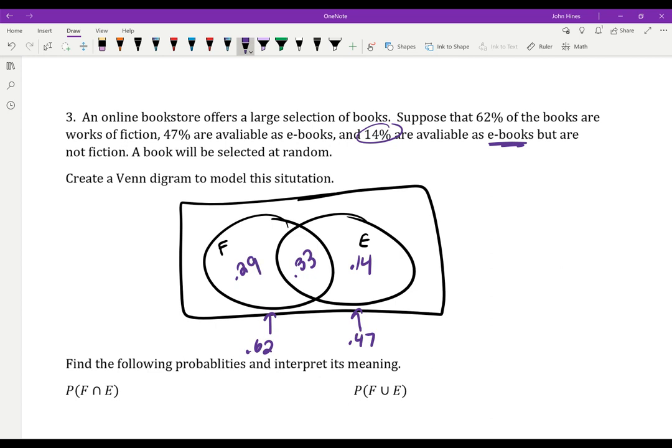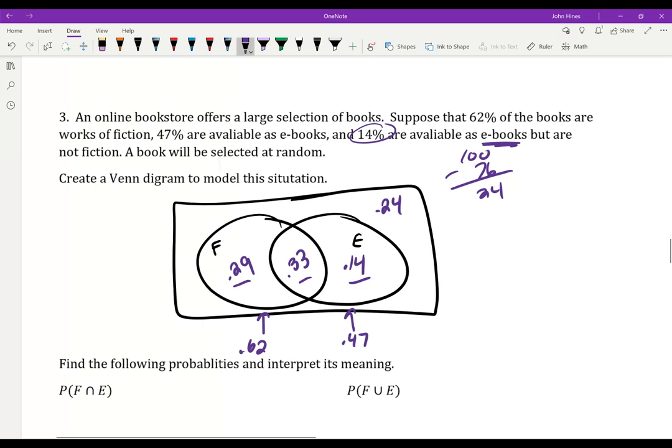There's one more thing I left out, and that's my outsiders. So add these guys up. 0.29, 0.33, and 0.14. Together, they're 76 out of what? What's left over from 76%? 24% is left over. So 24% don't fall in either of those circles. So that's how we make a Venn diagram from these word problems.